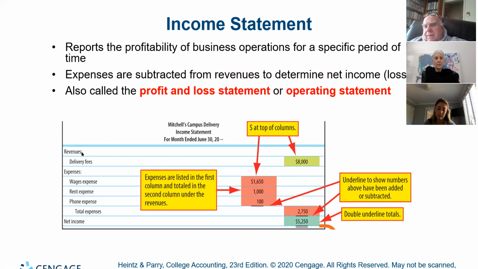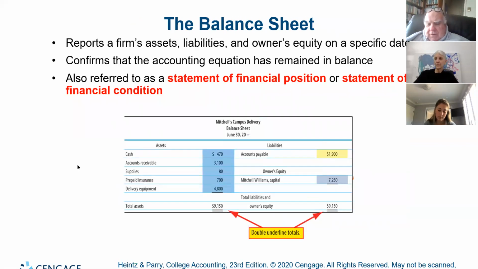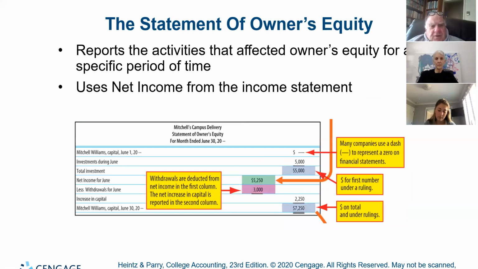Revenues, colon, indent a little bit. This could be a bigger company. This could be a company that has delivery fees, it could have other types of revenues. Coca-Cola, revenues, colon, and then you have sales of Diet Coke, sales of regular Cokes. You know what I mean? All kinds of different things.